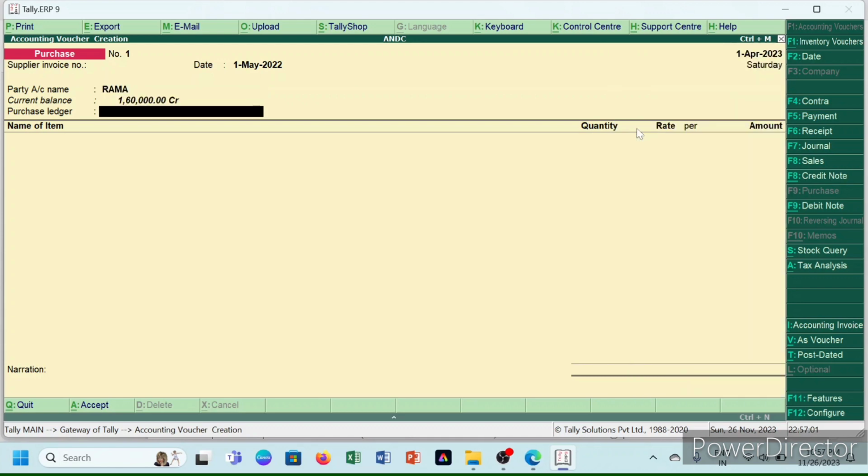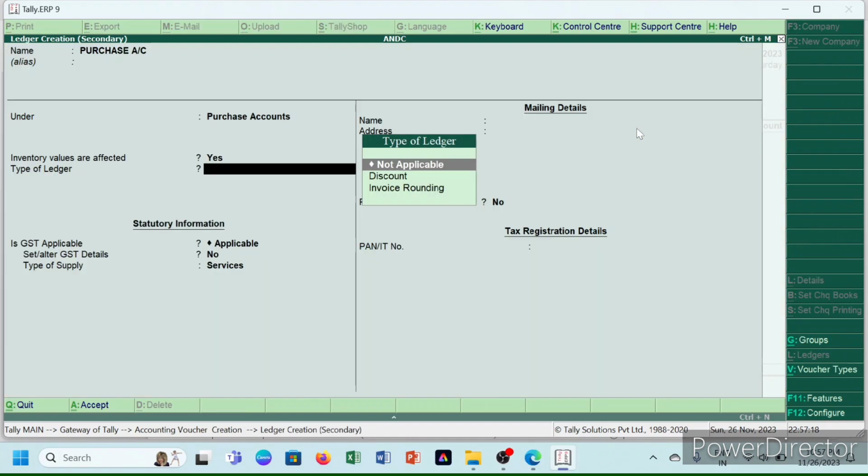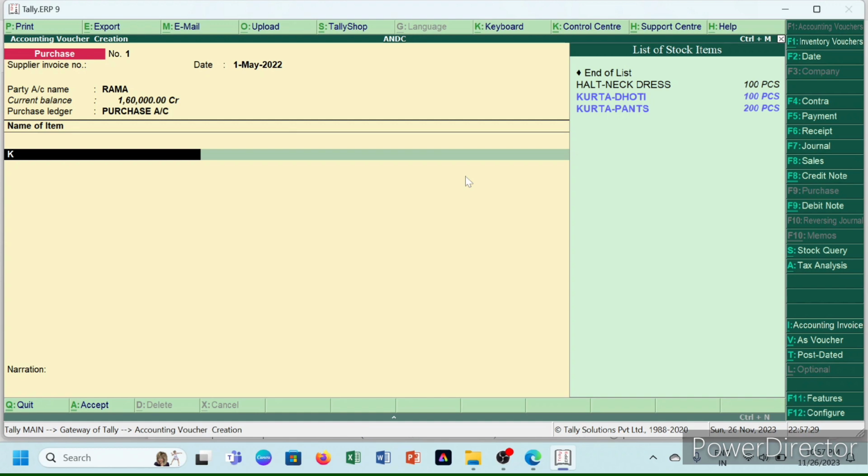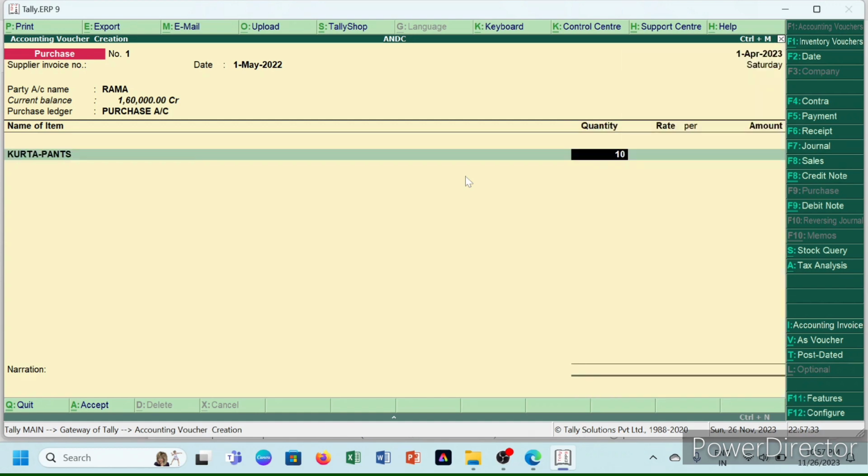We will prepare a purchase account for the purchase voucher. For creating an account, we will go to Alt plus C. Here, purchase account. It will come under purchase account itself. Yes, it's goods. We have purchased kurta pants, 100 units at a rate of 500 each.